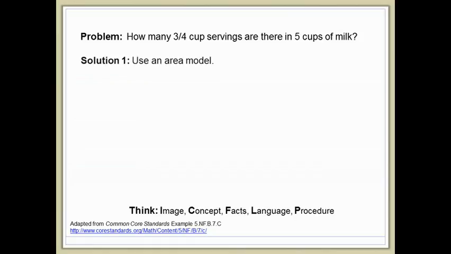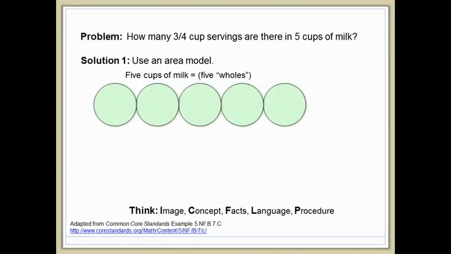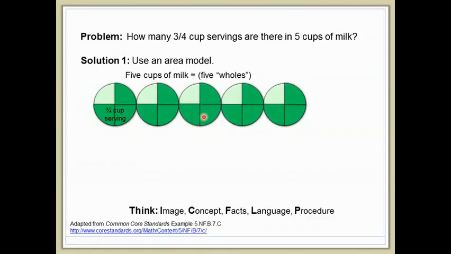We'll begin with an area model and represent 5 cups of milk as 5 green circles. These are the wholes. One 3/4 cup serving, therefore, is represented by 3/4 of one of the cups. So this is a 3/4 cup serving. And there are a couple of different interpretations of this area model. I'll begin with this one. If this represents one 3/4 cup serving, then we can fit 4 more of those into these 5 cups without worrying about dividing among cups.